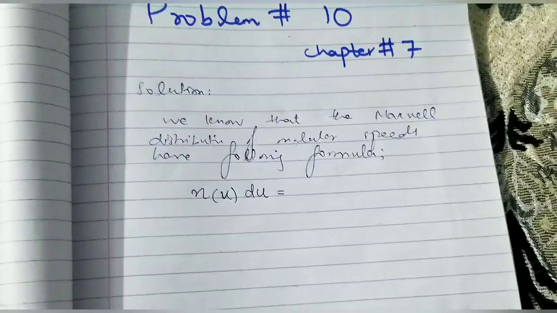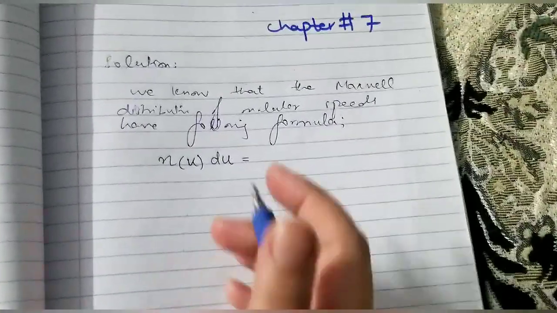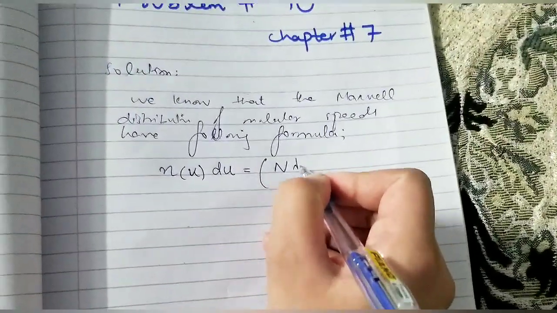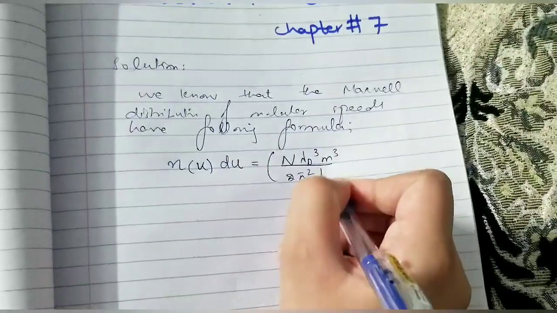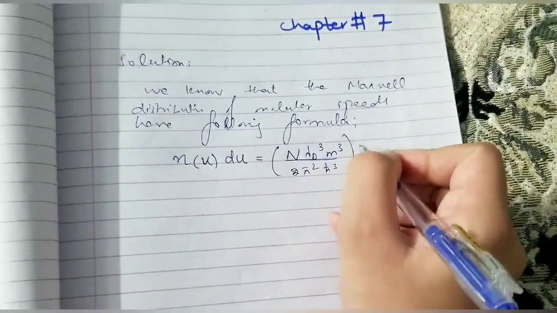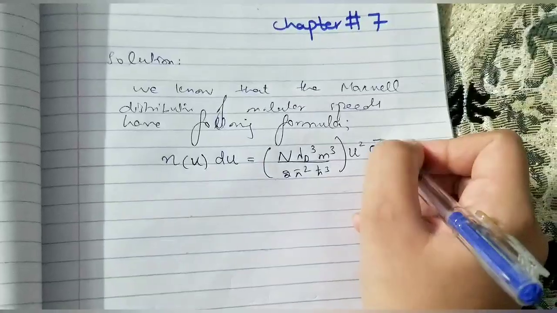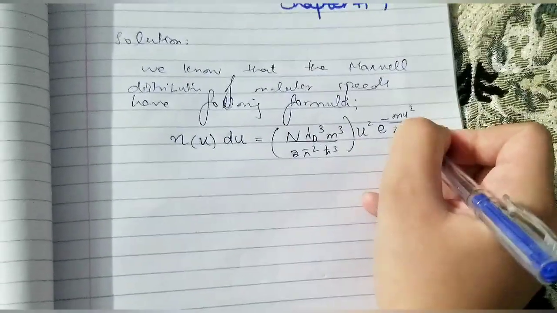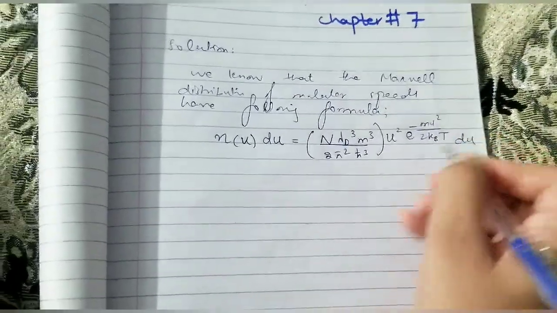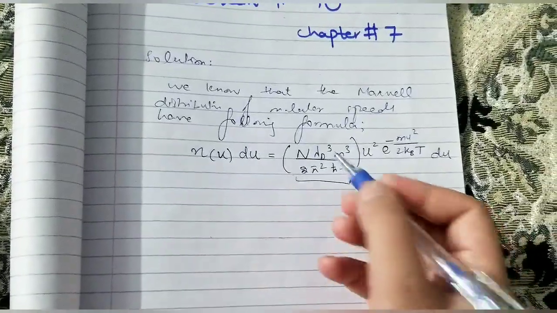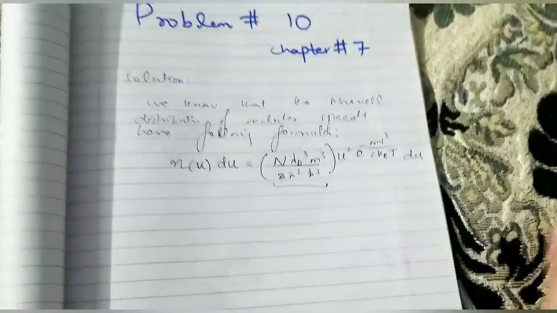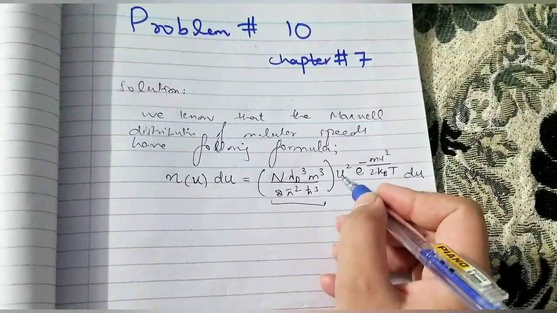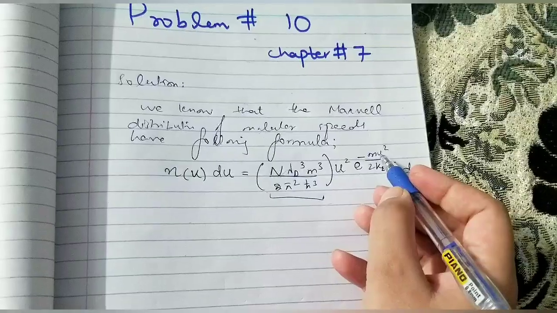The formula is a lengthy one, and it's for a free particle: u squared e to the power minus m u squared by 2 kB T, and du. This prefactor is a whole constant quantity. Lambda d is the thermal de Broglie wavelength, and all of these quantities are constant. Here u is the variable.